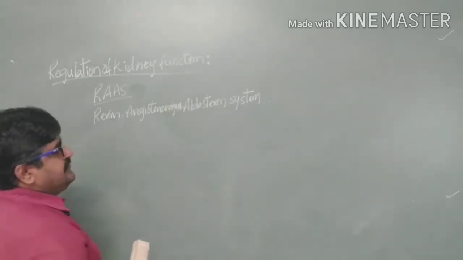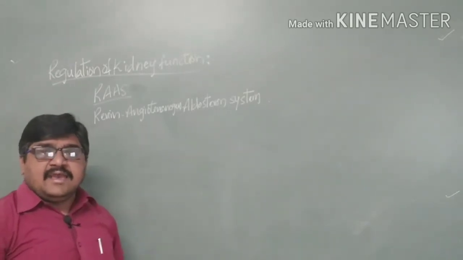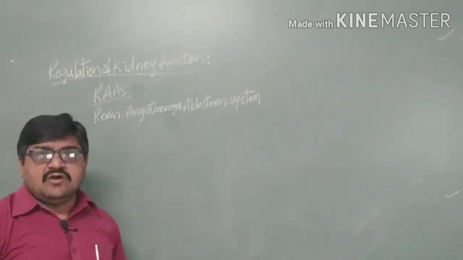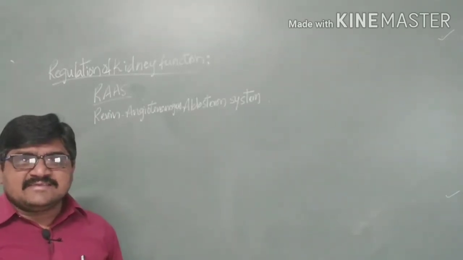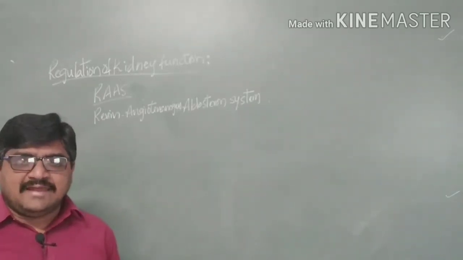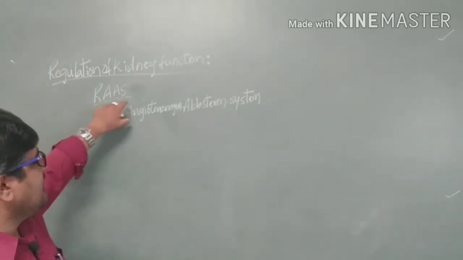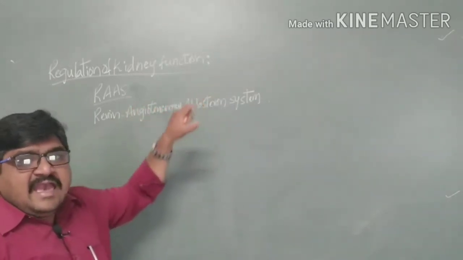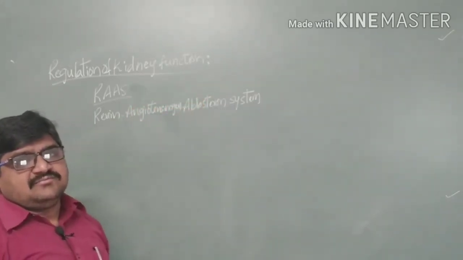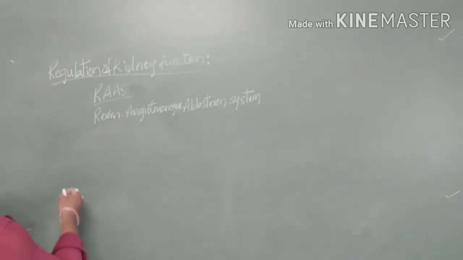The renin angiotensinogen aldosterone system helps increase the blood pressure when blood volume decreases. The blood volume is maintained by renin, which acts on angiotensinogen, and it is also stimulated by the aldosterone system, when the blood pressure, that means the blood volume, decreases.